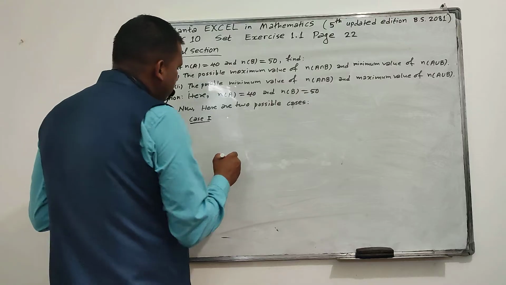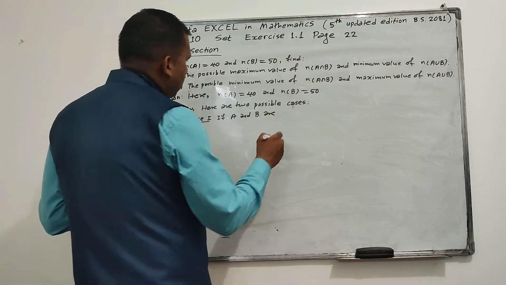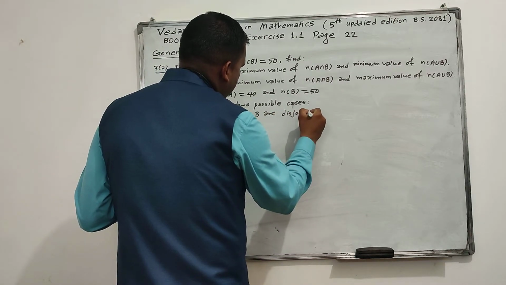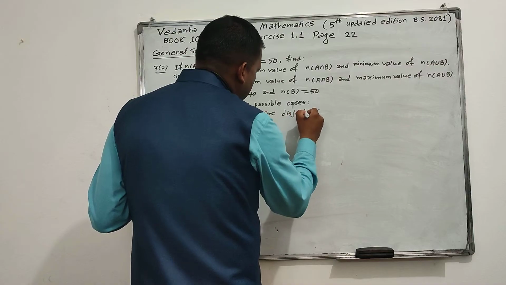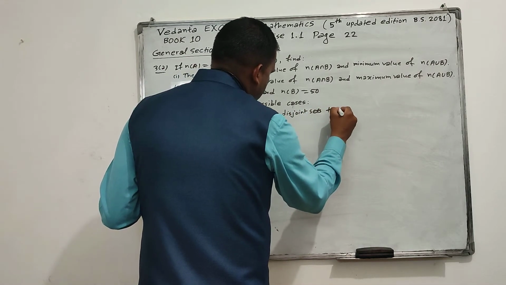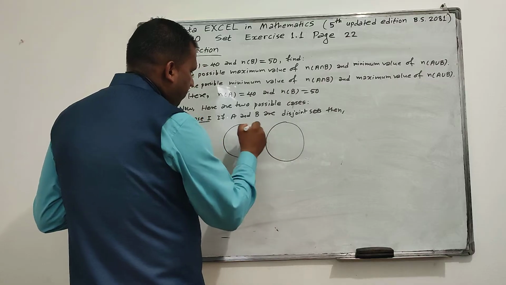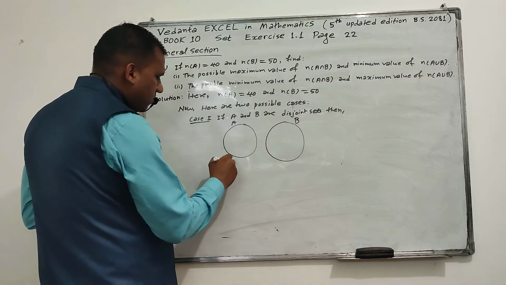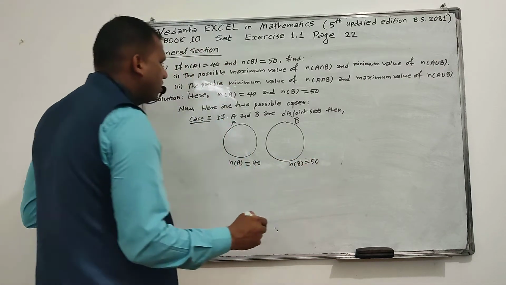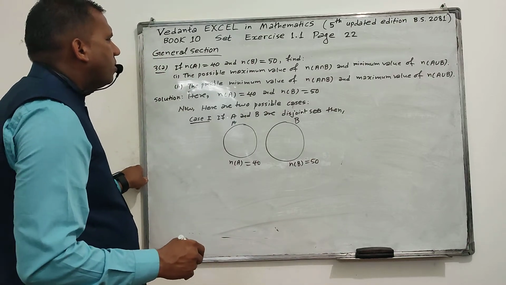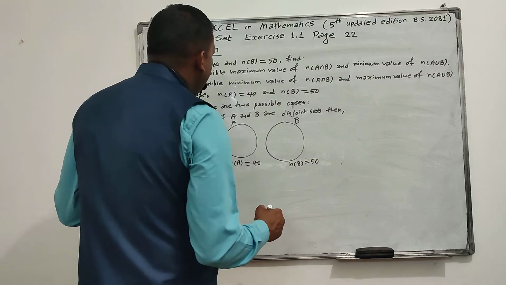Case 1. If A and B are disjoint sets, then this is set A and that is set B. Number of A is 40, number of B is 50. In this case, the maximum number of the minimum value of A is B.